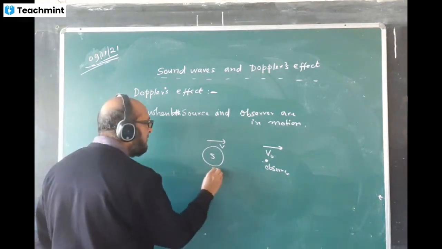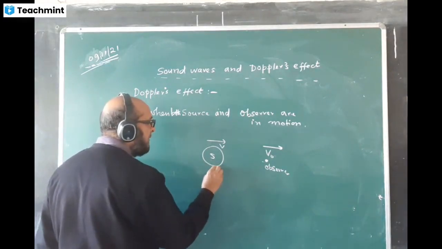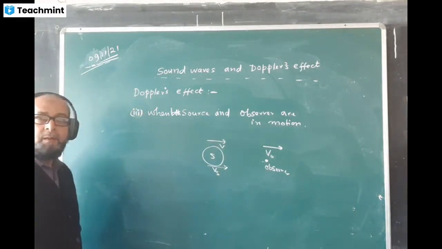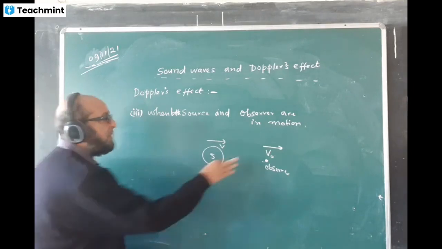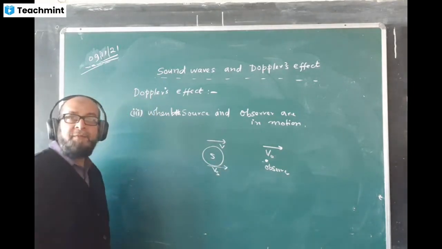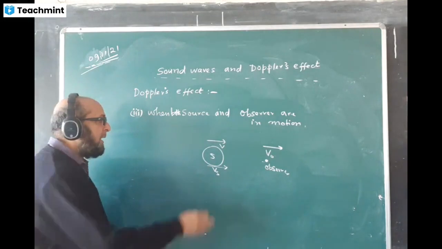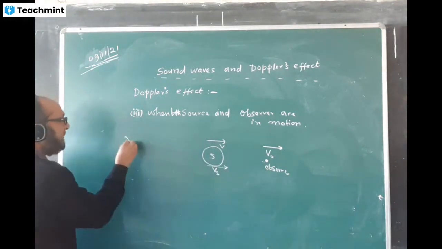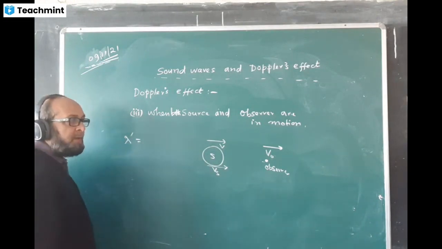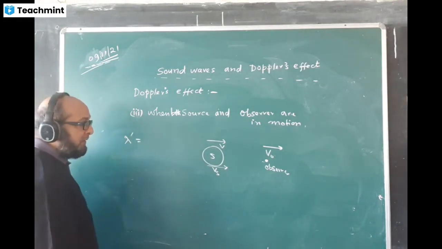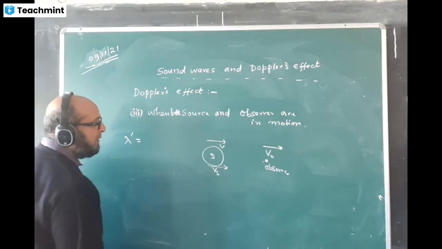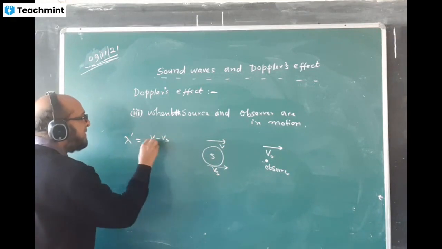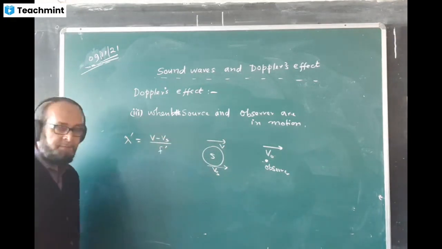And velocity of the source is Vs. So in this case, since the observer is also moving, the apparent frequency will be changing, and the wavelength also will change. Both will change. First, I will write the formula of lambda dash. Just now we had done that when the source is in motion, this V and Vs will be in the same direction. The relative motion will be V minus Vs by f.